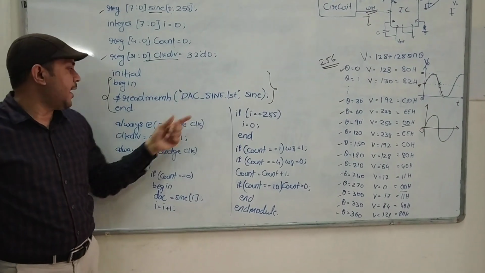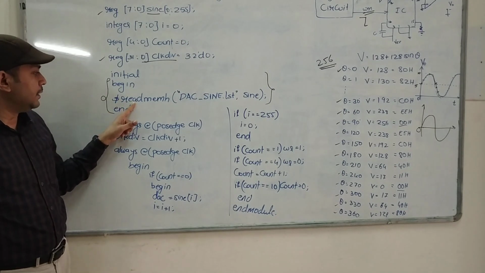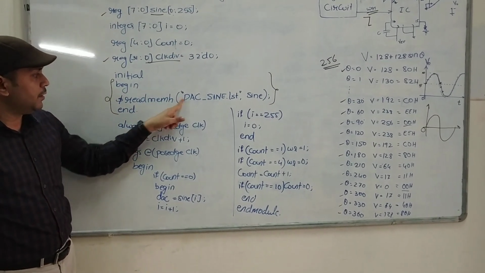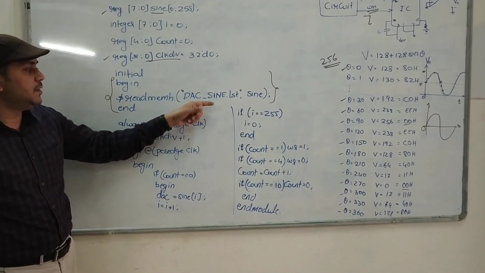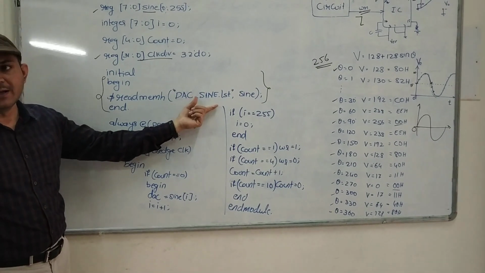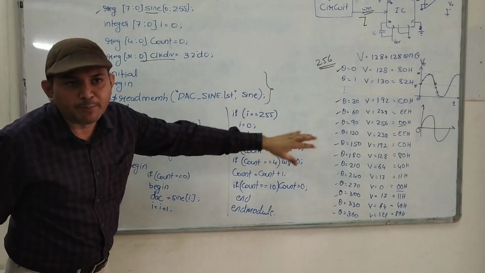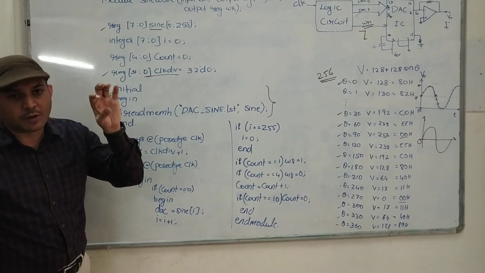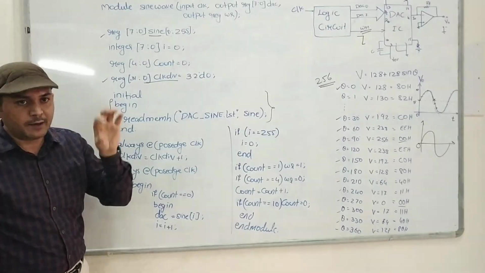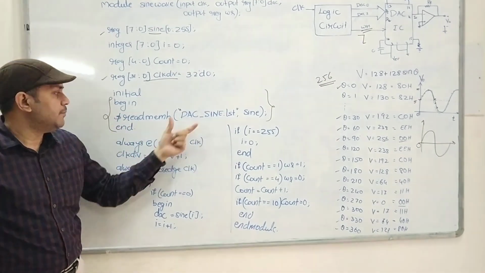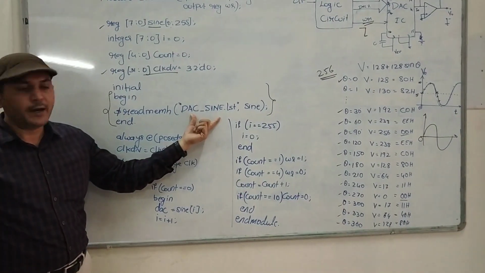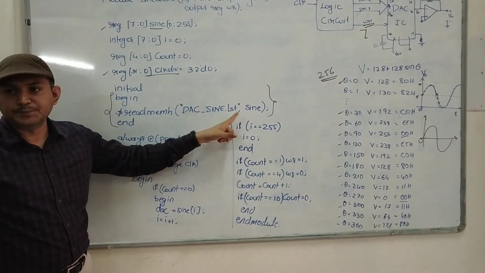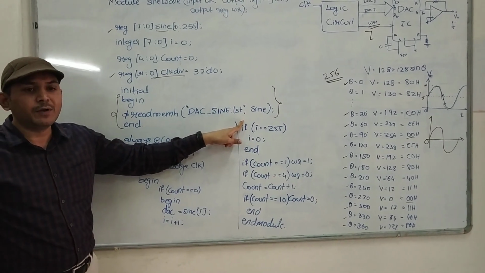That is why I am adding $readmemh to read from this memory file, or list file, these values. So I am not generating them in the program in real time. The values are already generated. I have calculated them and listed them in a file, and I am just using that file. I have named it DAC_sine. It is available on your screen.